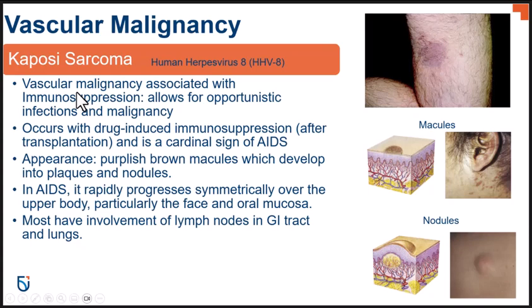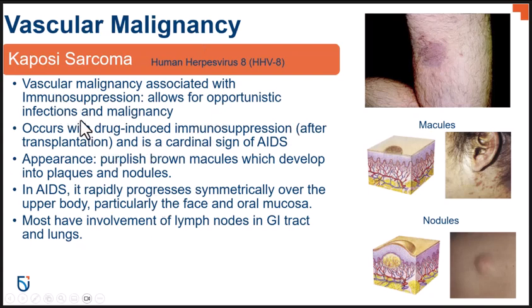And when you're immunodeficient or immunosuppressed, it allows for opportunistic infections, where we can have pathogens that under normal circumstances would not be able to cause any problems, but when immunosuppressed, they can take the opportunity to create an infection.